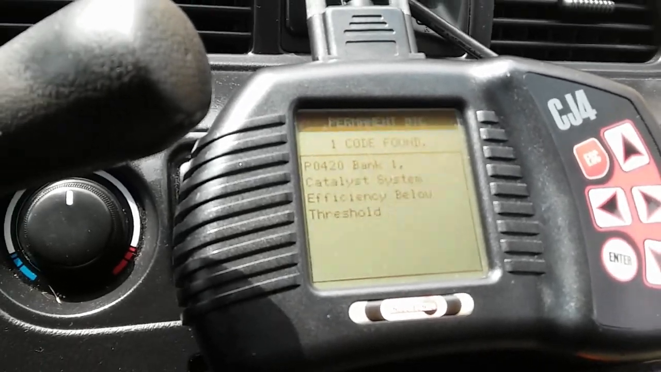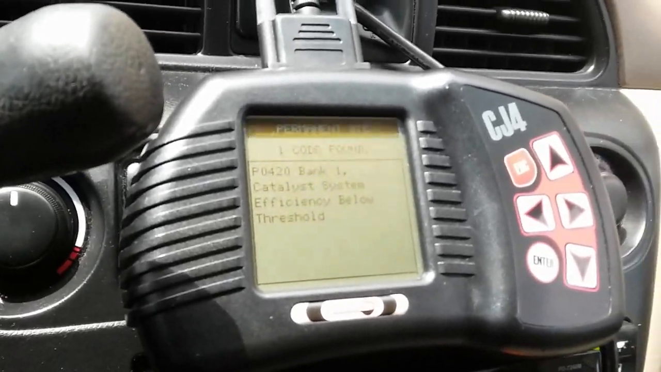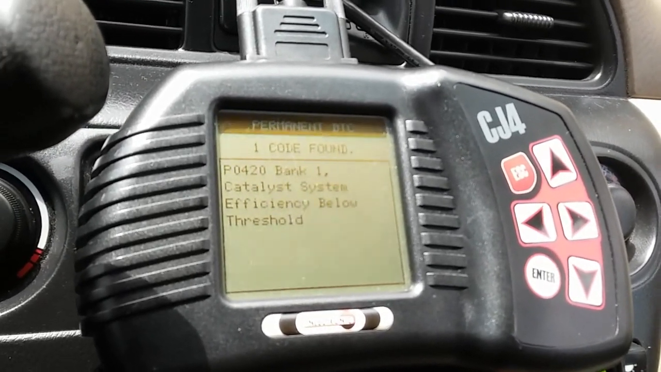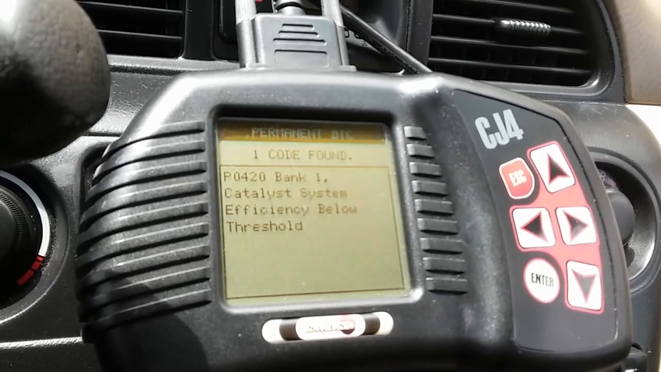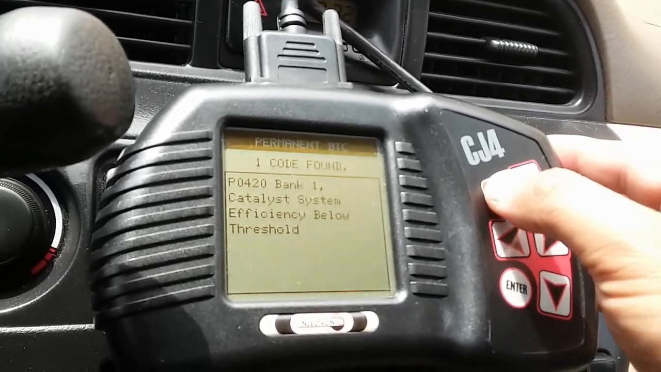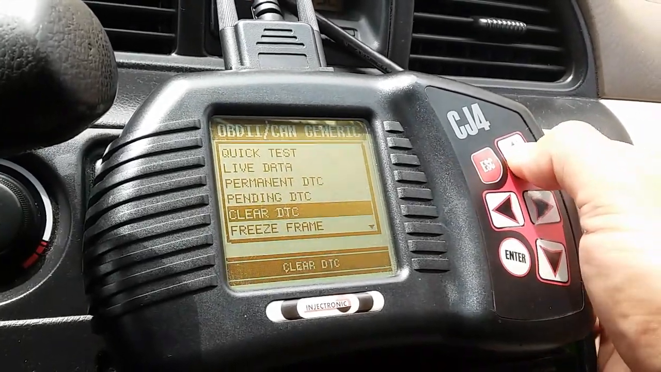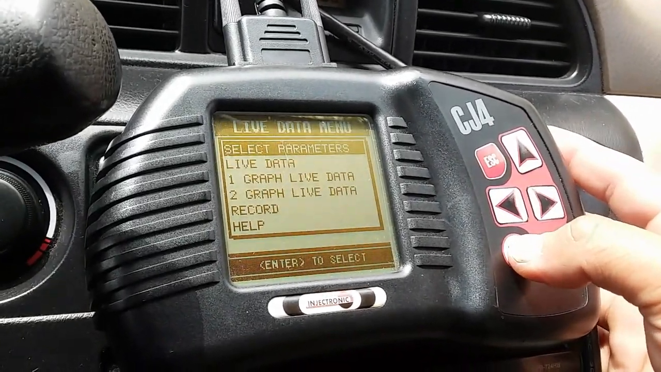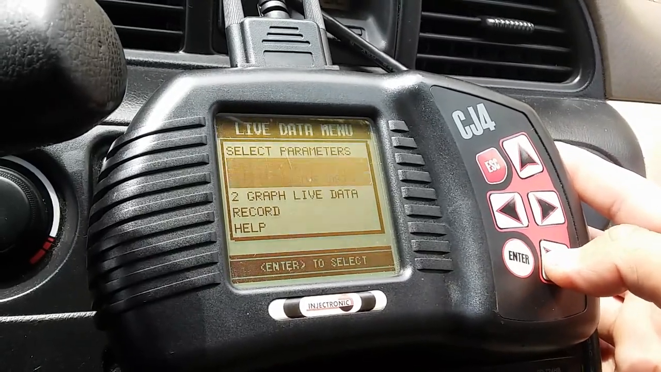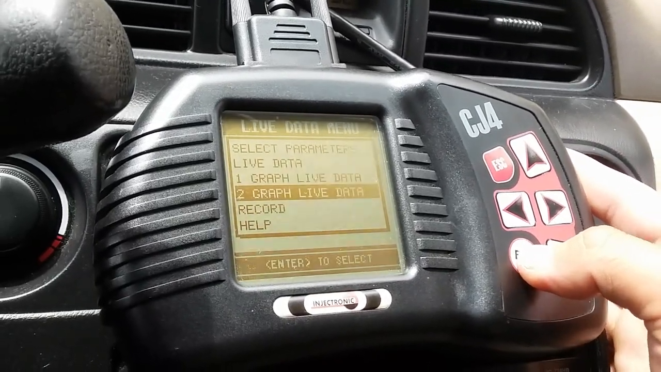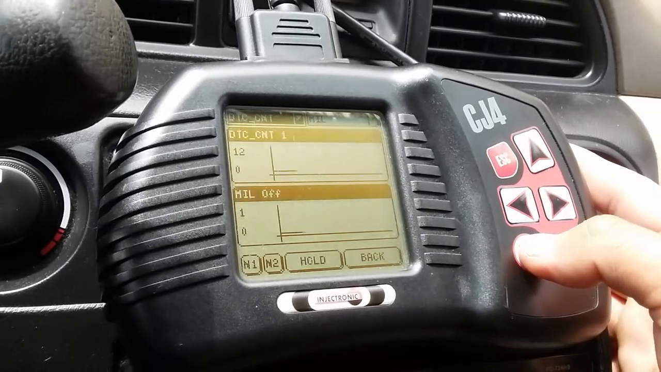Alright, so for this test that I'm going to perform, which is method number one, I'm going to use the scan tool. I'm going to set up the scan tool on the generic side. I'll be graphing those two sensors, the upstream and downstream O2 sensors.